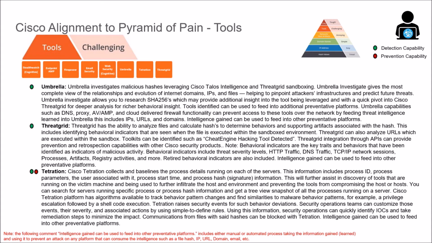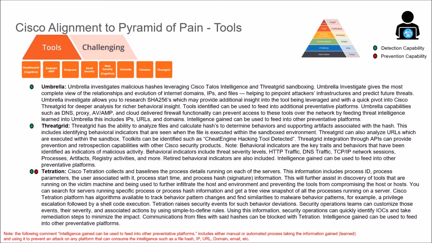Cisco Tetration has algorithms available to track behavior pattern changes and find similarities to malware behavior patterns, right? So for example, a privilege escalation followed by a shell code execution. Tetration raises the security events for such behavior deviations. Security operations teams can customize those events and severity and associated actions by using simple to define rules. So that's kind of cool. Using this information, operations can quickly identify IOCs and take remediation steps to minimize impact.